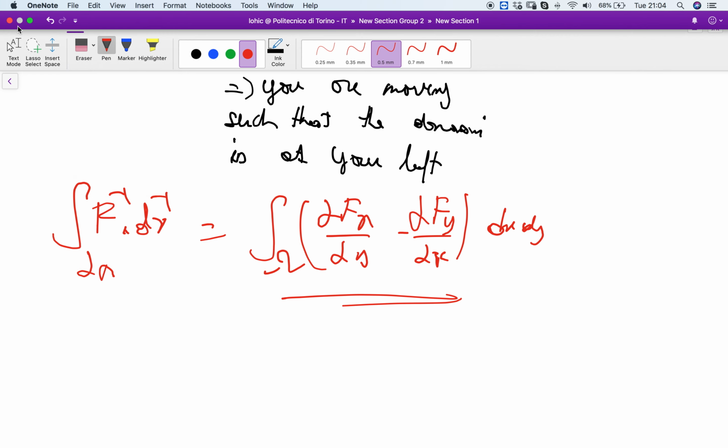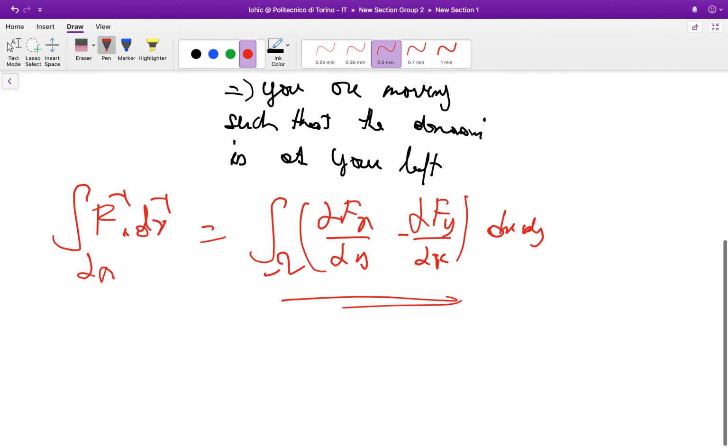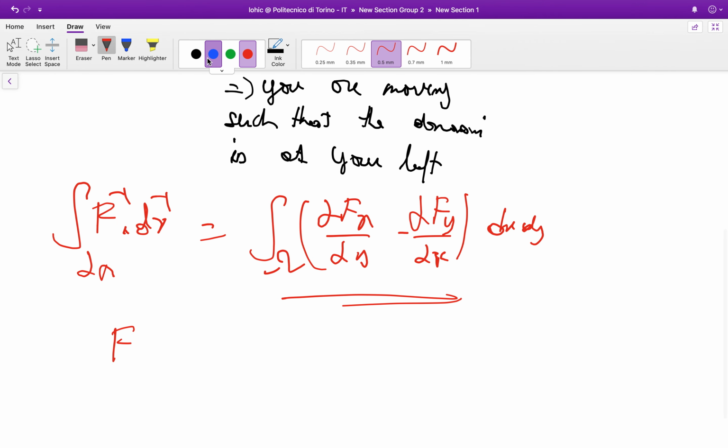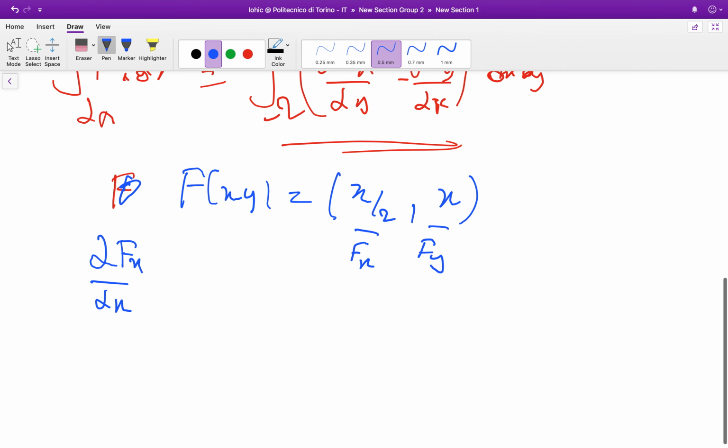So for our exercise, let me repeat what is f of xy. Going back, f of xy is x over 2 and x, right? Let me change the color of the pen. So fx is this one, and this is fy. Now we need the derivative of fx with respect to y, that will be 0, right? The derivative of fy with respect to x will be 1.